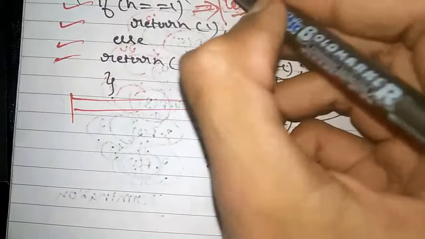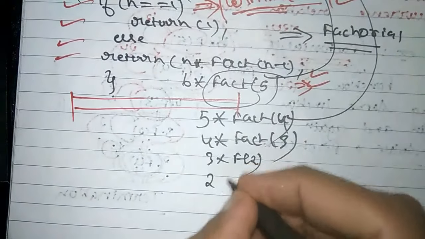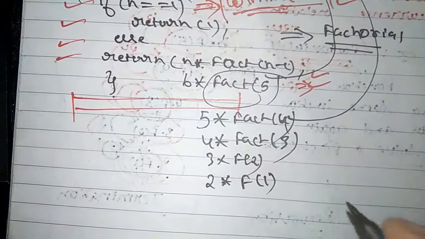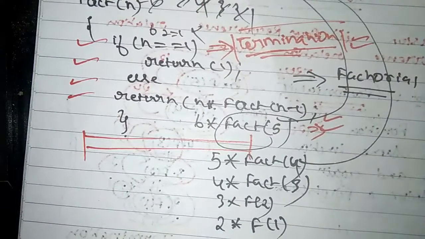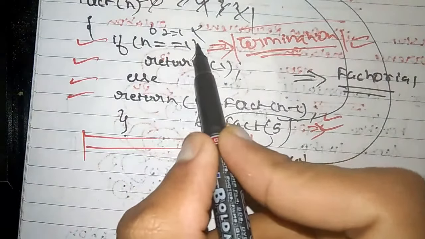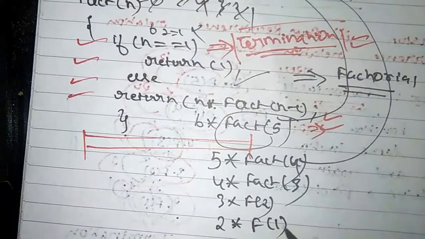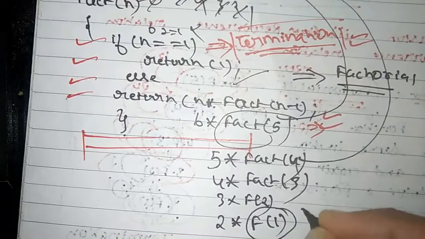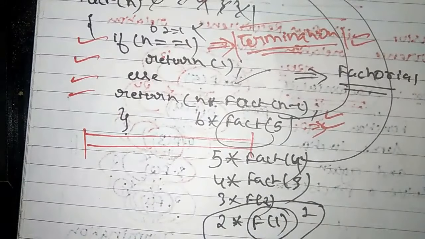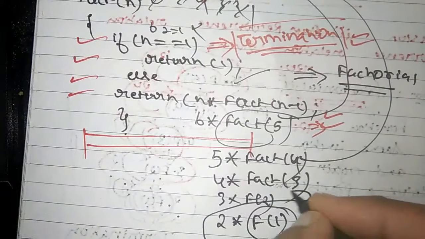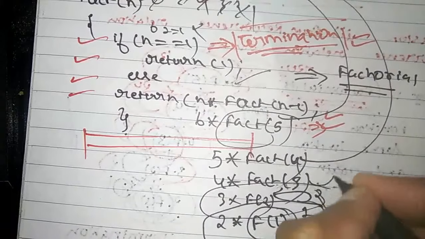Now n equals 2. 2 equal to 1? Condition false. Come to the else part. 2 into factorial of 1. Now n equals 1. If n equals 1, meaning 1 equal to 1, condition true, return 1, meaning f of 1 is 1. Then 2 into f of 1, which is 2 into 1, is nothing but 2. So this will return to f of 2, factorial of 2. 3 into 2 is 6. 6 will be returned to factorial of 3.